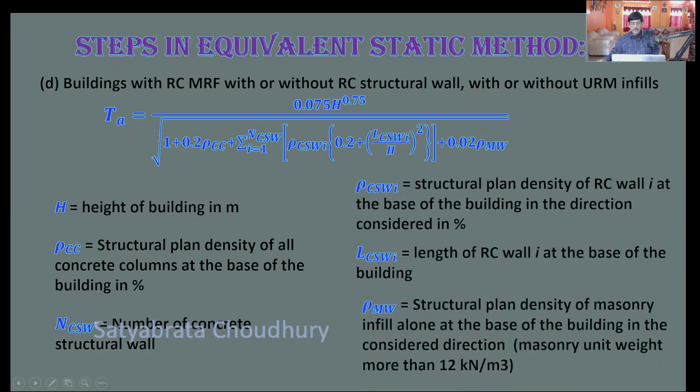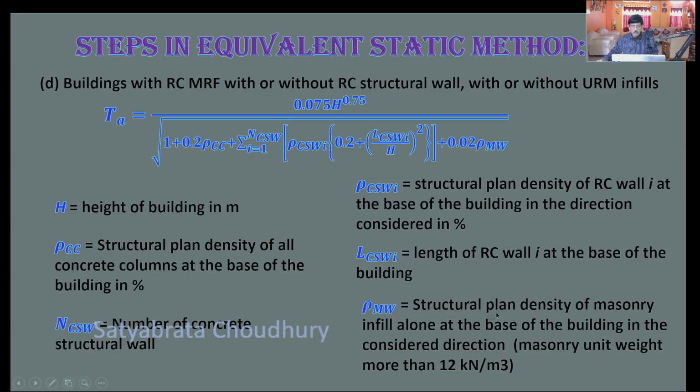Rho CSWi is the structural plane density of RC wall i at the base of the building in the direction under consideration, in percentage. Each wall's plan sectional dimension is taken and divided by the plan dimension of the building, which gives you the structural plane density of the RC wall. This is rho CSWi, for the ith wall. LCSWi is the length of the RC wall i at the base of the building. Each wall along a particular direction has a length, so these are direction specific, you have to remember.